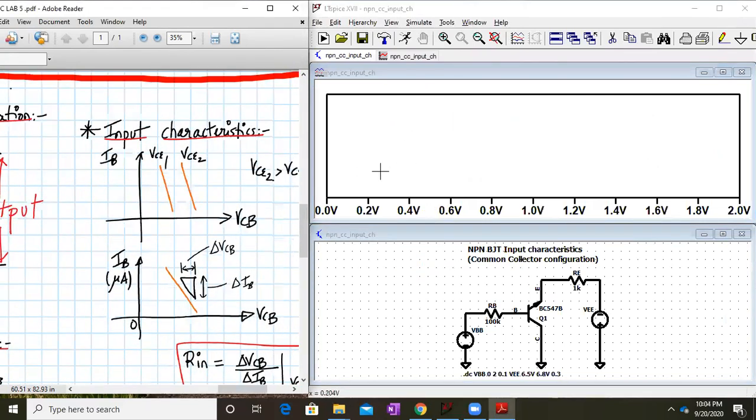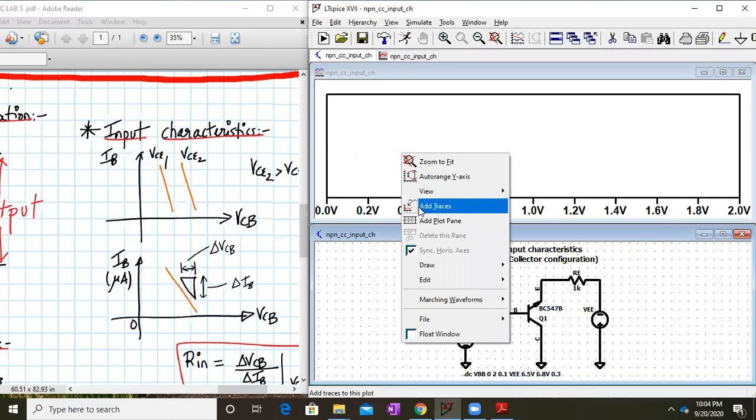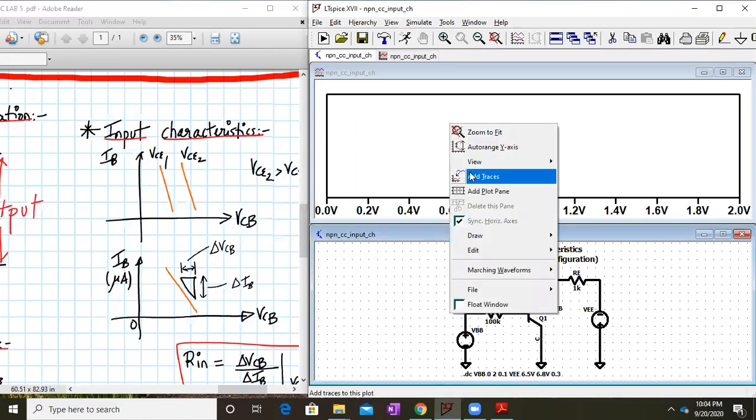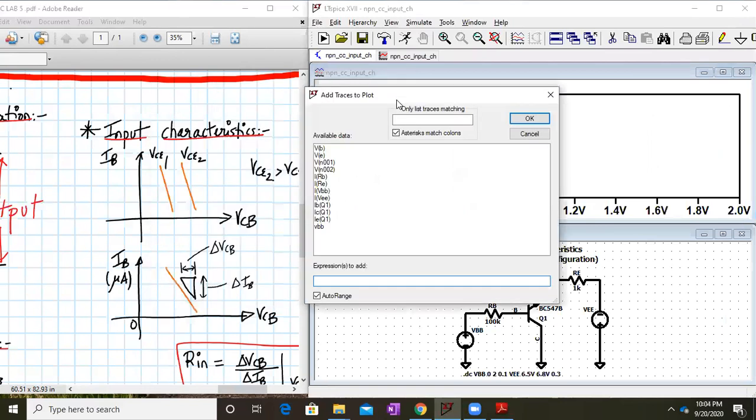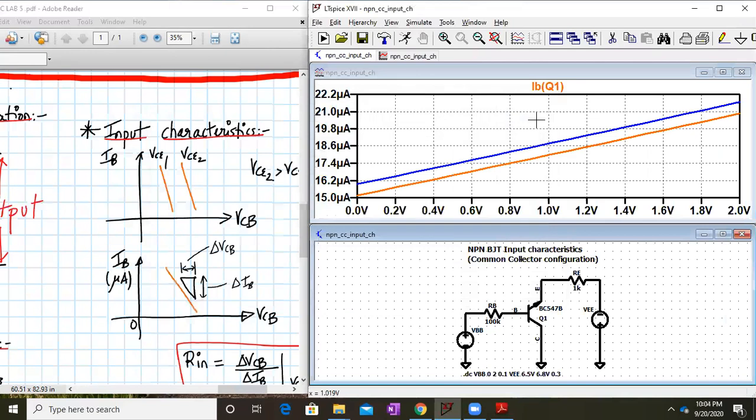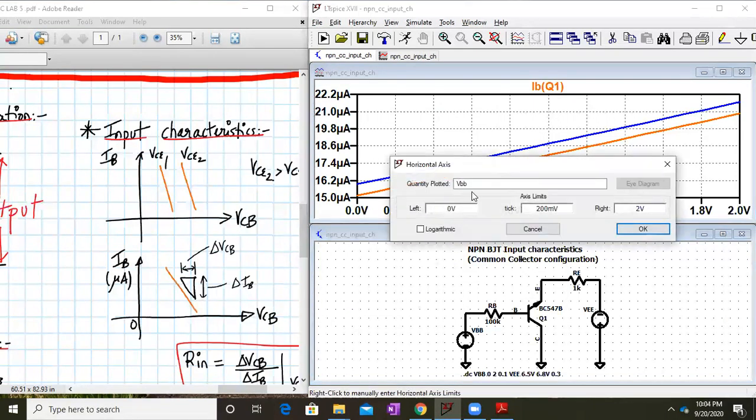Now I want to plot the characteristics, that is IB versus VCB. So I right click and click on add trace. I'll get IB, so here you select IB and click on OK. Mind you, the x-axis is actually VBB over here, but we want VCB. So how do we determine this? Right click over here.